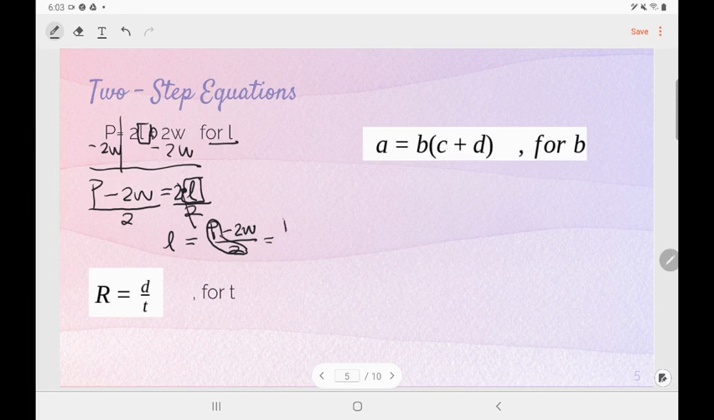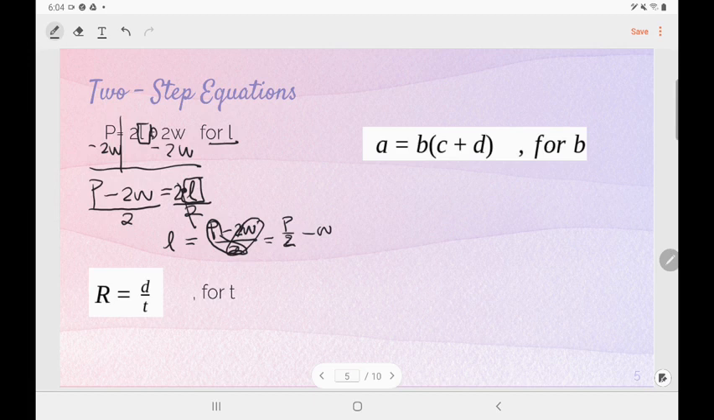So p divided by 2, and that cannot be simplified, minus, because there's a minus here, 2w divided by 2. Well, the 2's will cancel out when I divide that, and I'm just left with w. So that would be my completely simplified answer.